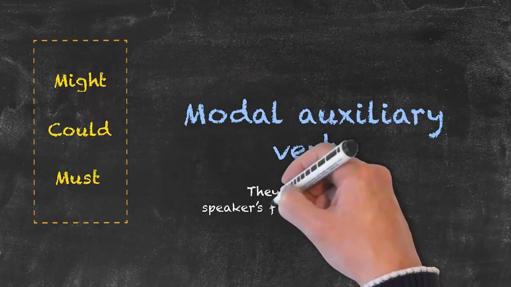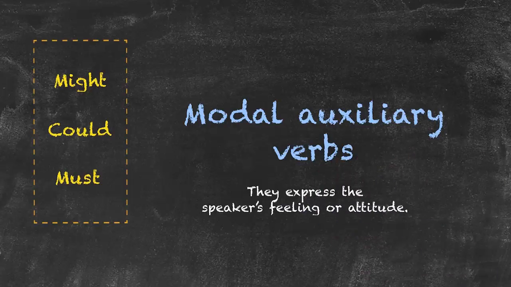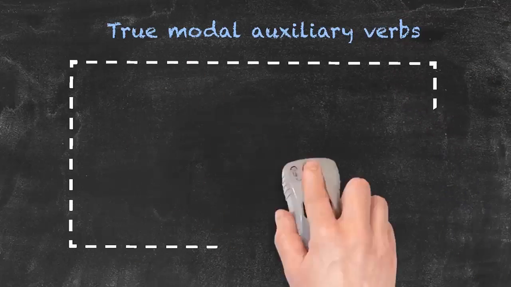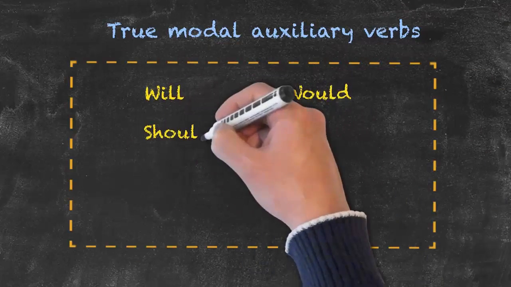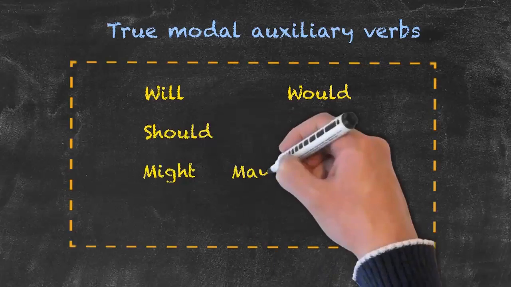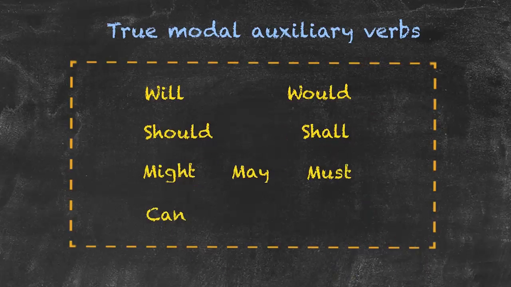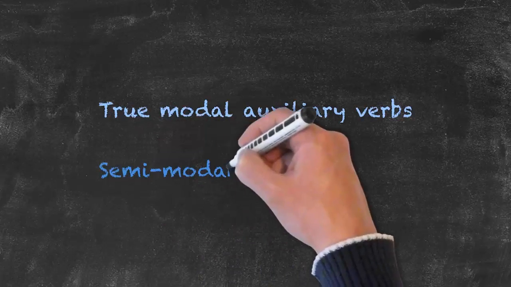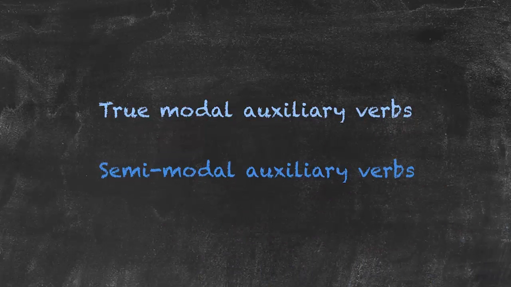They express the speaker's feeling or attitude towards this particular verb, in this case, the verb to be, and they're very subjective. There are 9 true modal auxiliary verbs: will, would, should, shall, might, may, must, can, and could. There are other modals as well. These are called semi-modals, and we will be looking at the difference between true modal auxiliary verbs and semi-modals briefly a little bit later on in this presentation.